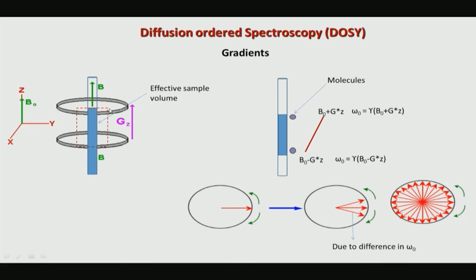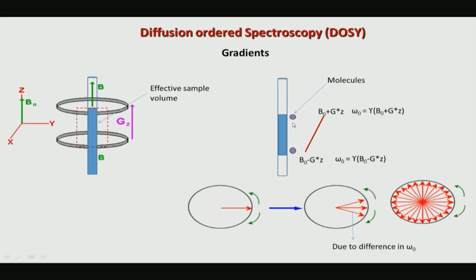So, our main focus will be on this rectangular portion of the sample, which is exposed to the gradient coils. This is what is shown here. Now, as I said in the last slide, because of the application of these magnetic gradients, the magnetic field at the top part is different. Let us take two molecules shown here, one at the bottom of the sample, one at the top of the sample.